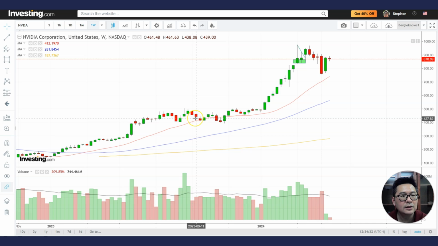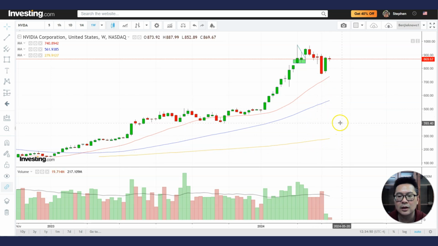And if you look at this weekly chart of Nvidia, the rising 20 MA still tells us what? That it is bullish, and we should be bullish in the stock in the long run, because the rising 50 MA also tells us, hey, be bullish. The rising 200 MA also tells us to be bullish.